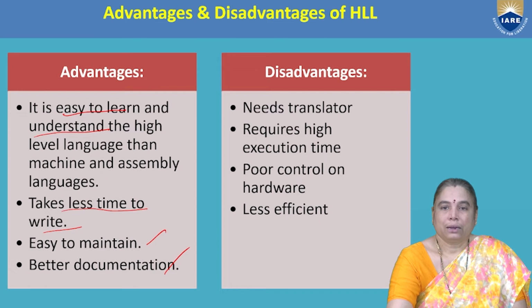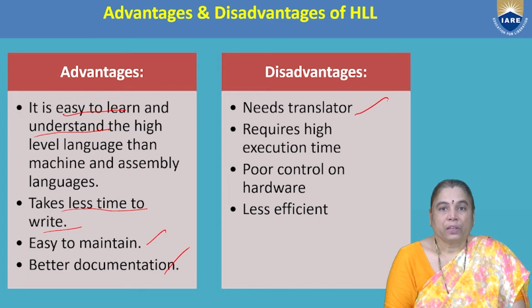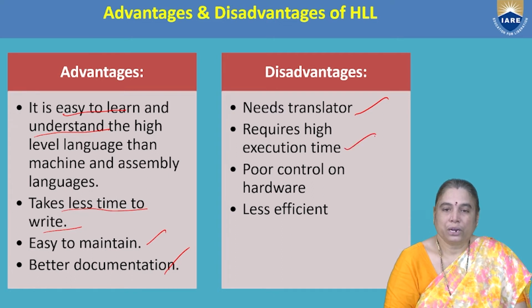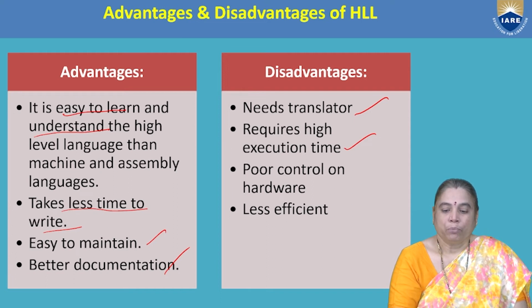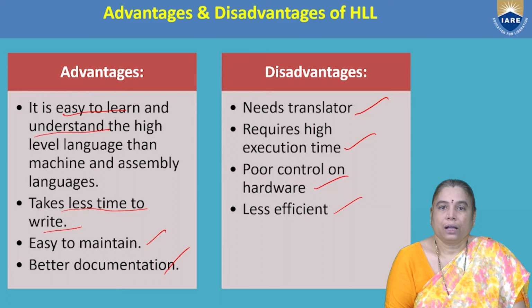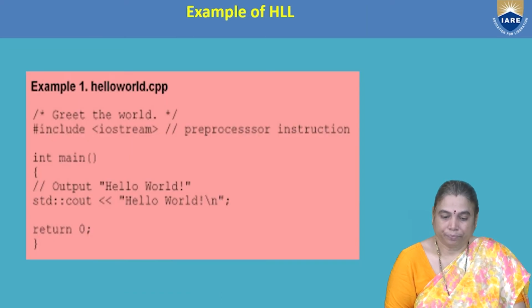And what are the disadvantages? It needs a translator. Compilers or interpreters are required to convert the high-level language program into machine-level language, and it requires high execution time. Why? Because it cannot have close interaction with the hardware, so it requires some execution time, poor control of the hardware and is less efficient. So these are the disadvantages of high-level languages.